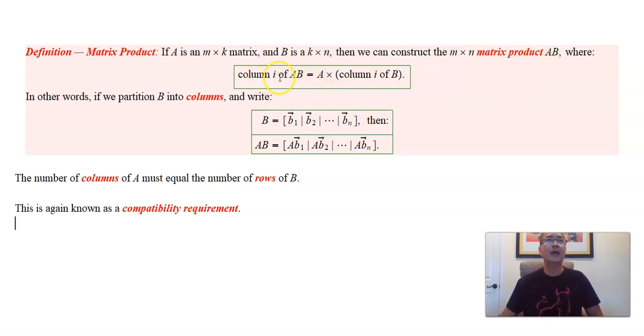Well, hiding in column i of AB is the matrix A multiplied by column i of B. So here's an easy way to remember this. Partition B into its columns. So we have B1, B2 to Bn. Now each of these columns has k rows in it. A has k columns. So we can write the matrix product A times B1 and also A times B2 and so on. So those are the columns of A times B.